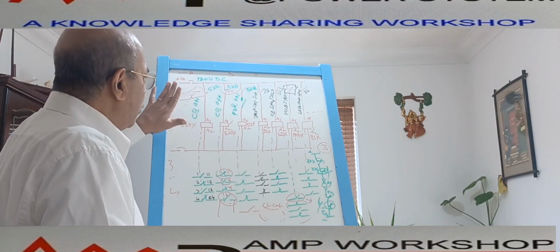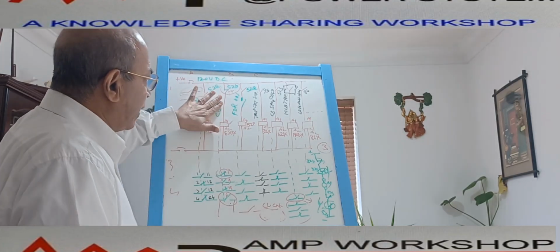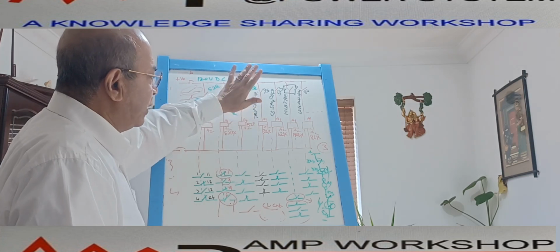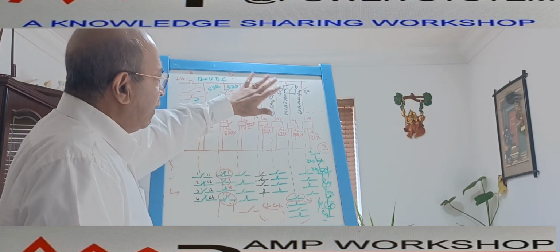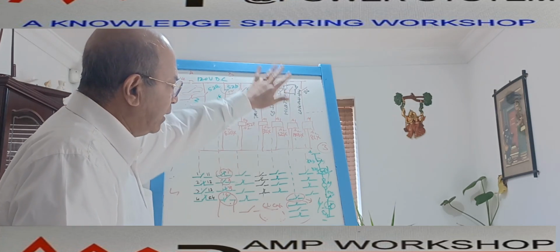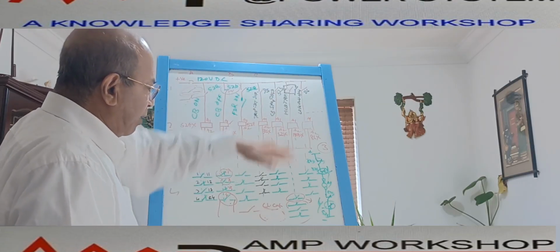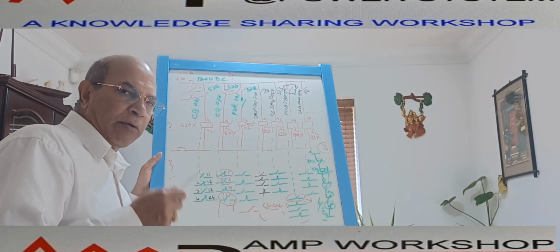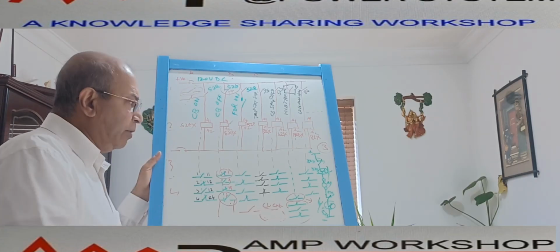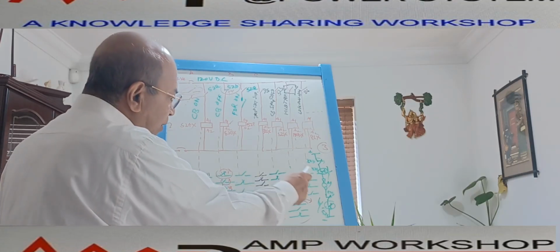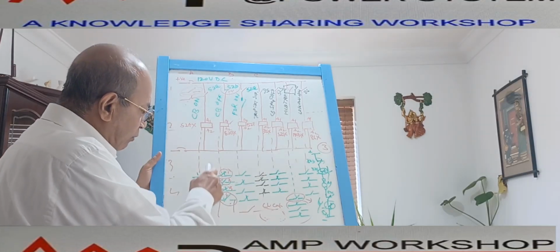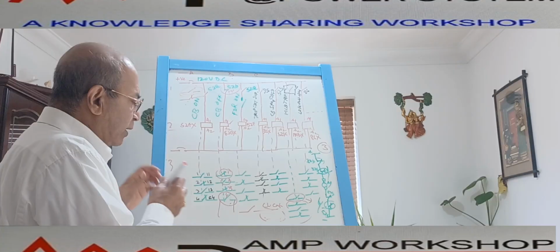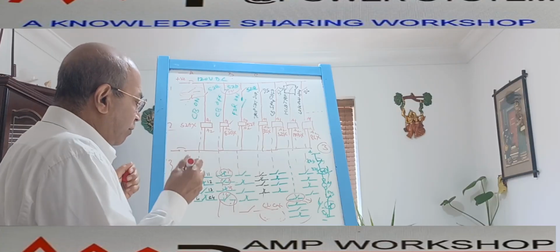So here I have used circuit breaker on, circuit breaker off, trip circuit supervision, circuit breaker spring charge, MCB trip and lockout relay. For these functions, we consider that the contacts which are available are not enough. That's why we have used an auxiliary contact.